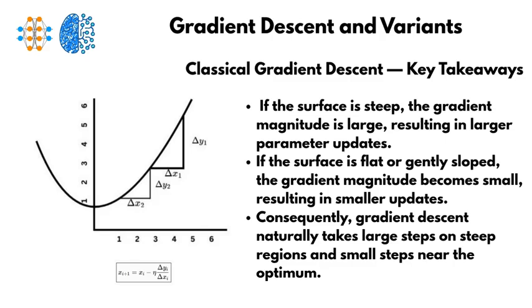But there is also a drawback. If the gradient becomes extremely small, the update may become so small that the learning process becomes very slow. The optimizer may need many iterations to make meaningful progress. So the important takeaway is that a large gradient means a large update and a small gradient means a small update. This dependence on the local gradient is one of the important limitations of classical gradient descent.